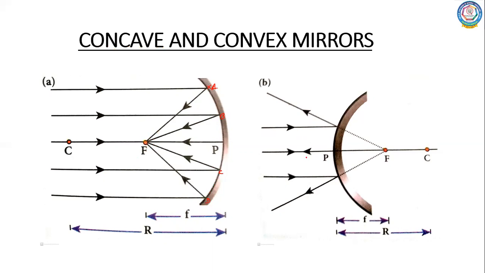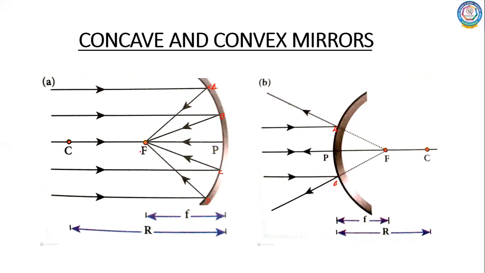Now here again I have taken a convex mirror. Again I'm considering two rays parallel to the principal axis. They are incident at points A and B, and they get reflected. When the rays are extended, they appear to come from this point F as far as the convex mirror is concerned. Here the light is diverged. So in the case of a concave mirror, the light rays are converged. In the case of a convex mirror, the light appears to be diverged.